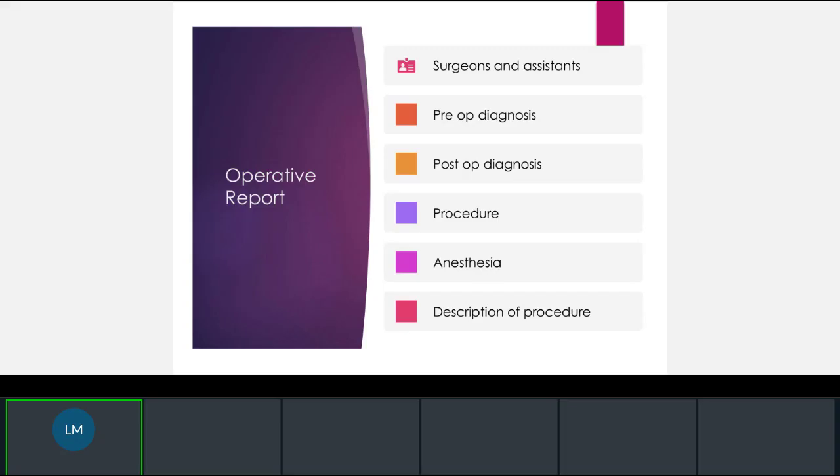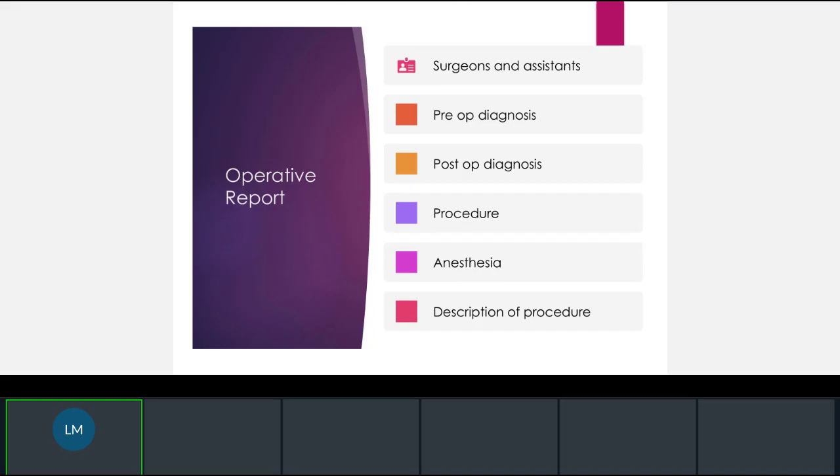It is going to include things like who were the surgeons and the assistants in the room. So if we were in during the case, we would be listed in that op report. The anesthesiologist would be in there, the scrub tech, anybody that was in that room. Even if they didn't stay, but they came in, did something and left, it has to be recorded. Their pre-op diagnosis has to be listed, and their post-op diagnosis has to be listed.